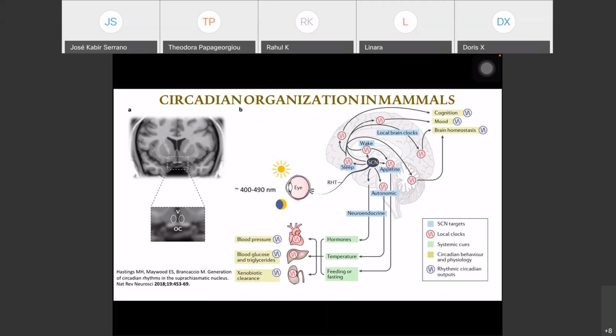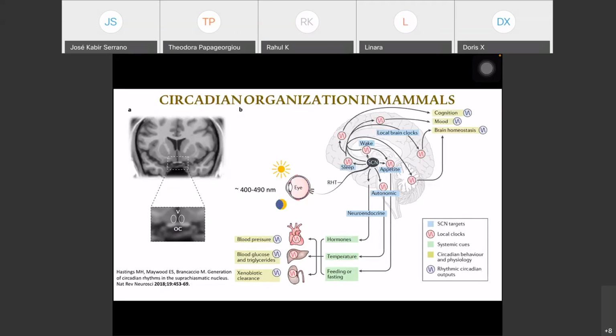Now, we divide the circadian system in humans in two main components: the master clock that resides in the suprachiasmatic nucleus of the hypothalamus, which is a group of around 10,000 to 20,000 neurons located at both sides of the third ventricle and above the optic chiasm. And the second component are all the peripheral clocks located in the rest of the body.